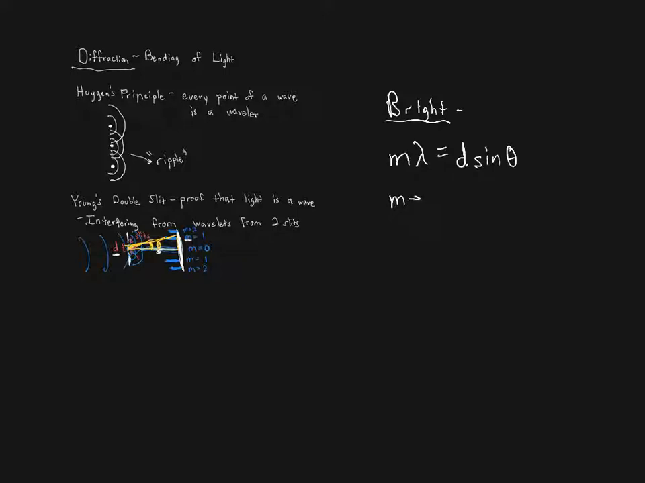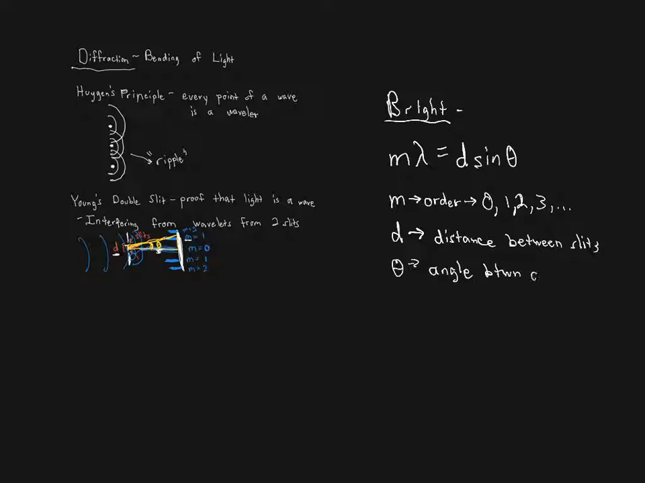So to remind us, m represents something called the order. It's going to start out with 0 for the central bright band. It's going to be above and below, plus or minus 1. There's going to be 2, or it could be 3. Those could represent the orders, all the way up to however many orders you have. d is the distance between your slits, so how far apart your two little holes are. And then theta is the angle between the order and the central bright band.